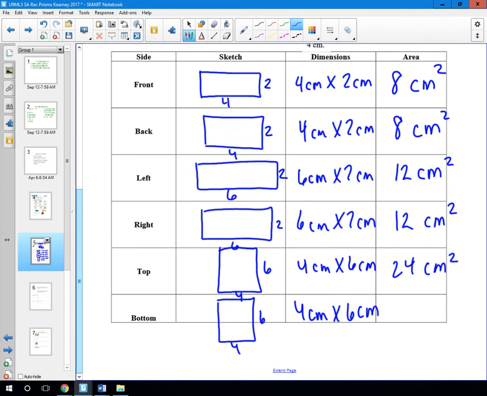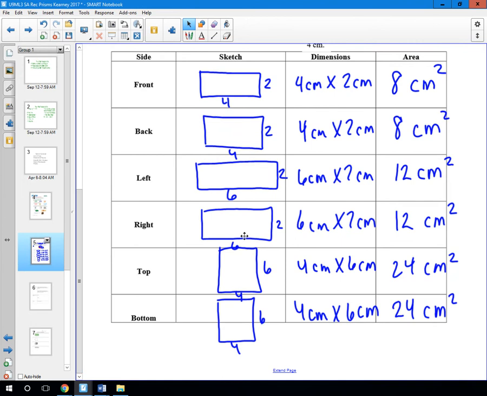And it would have the same area as the top. Okay, so what I've done so far, guys, is I've gone through and I found the area of all the surfaces. So, goodness, that seems like a lot of work, right? It seems like we did a lot, and a lot of the numbers were the same.